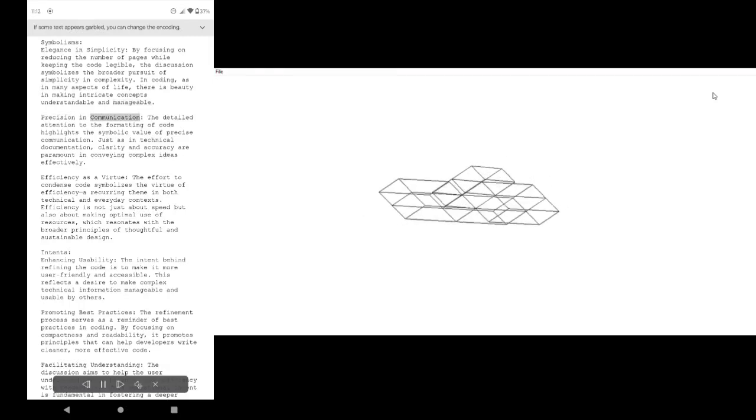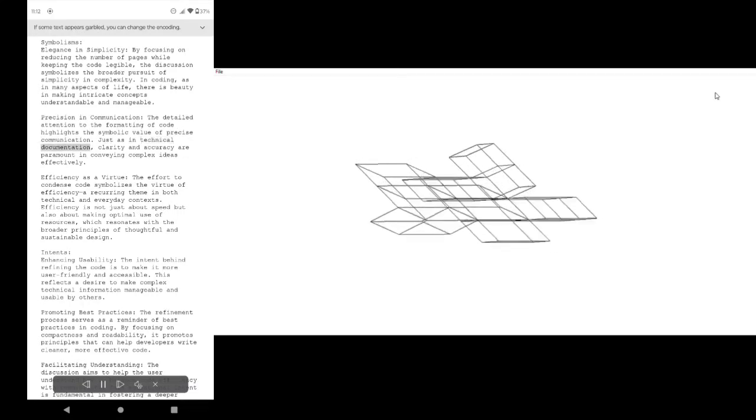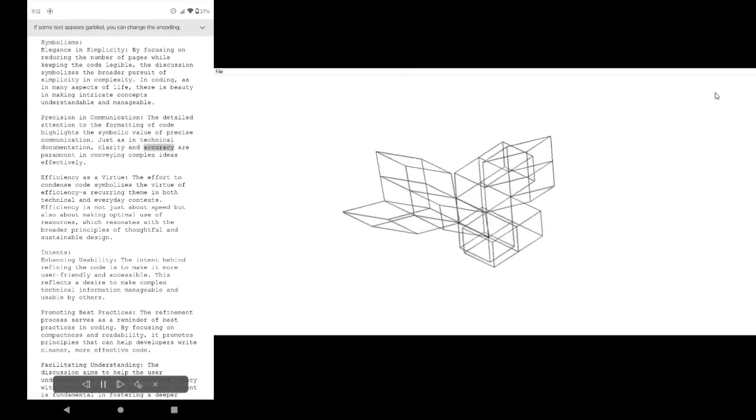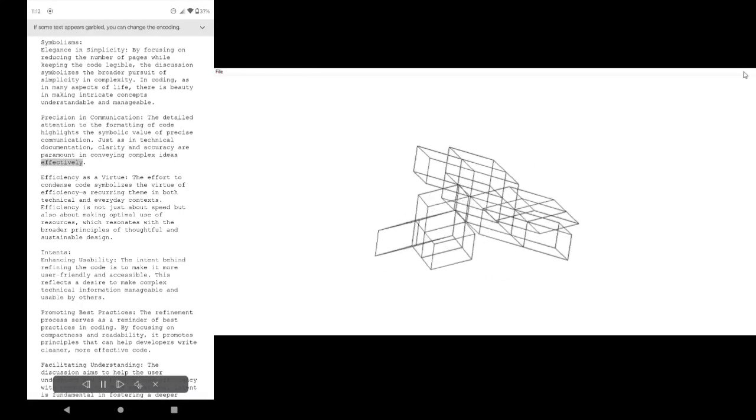Precision in communication. The detailed attention to the formatting of code highlights the symbolic value of precise communication. Just as in technical documentation, clarity and accuracy are paramount in conveying complex ideas effectively.